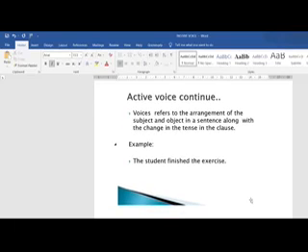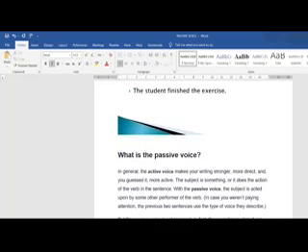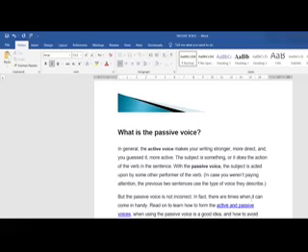Now, what is passive? In general it is written that active voice makes your writing stronger, more direct, and, as you guessed, more active. The subject is the one that does the action or the verb in the sentence. With the passive voice, the subject is acted upon. That means the subject is not the doer actively. He is not taking part in the action actively. Rather, the subject is taking part in the action from an indirect point of view.